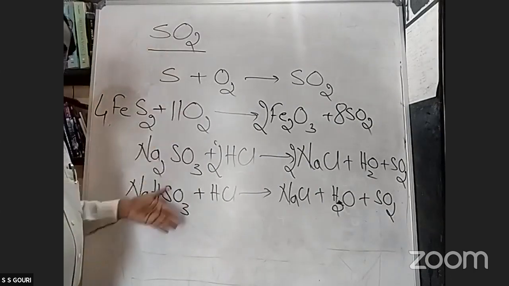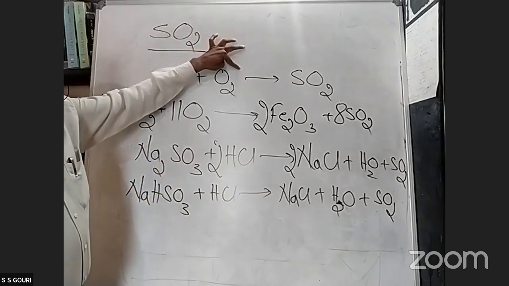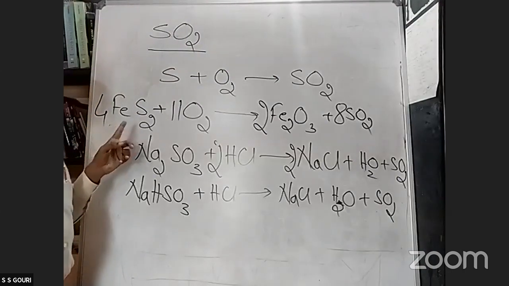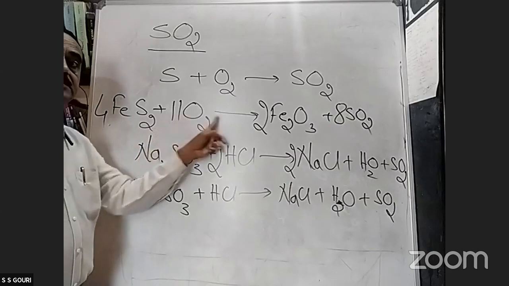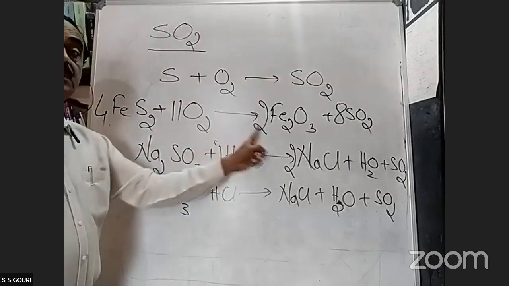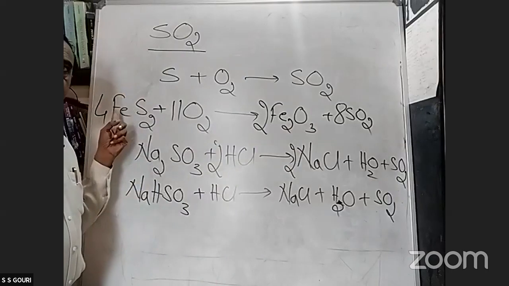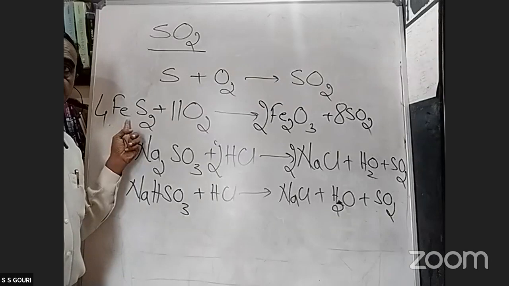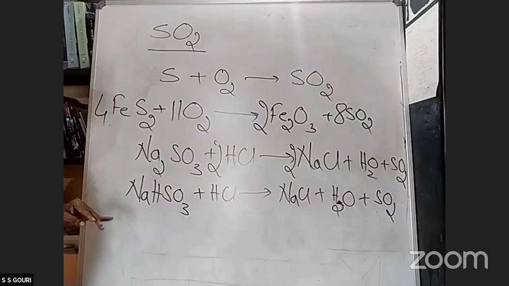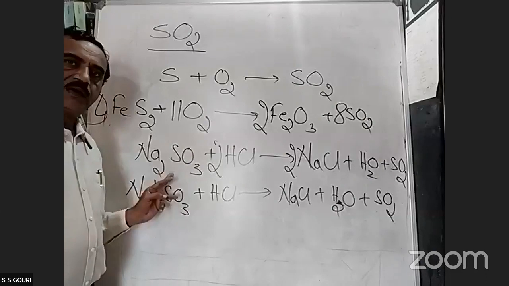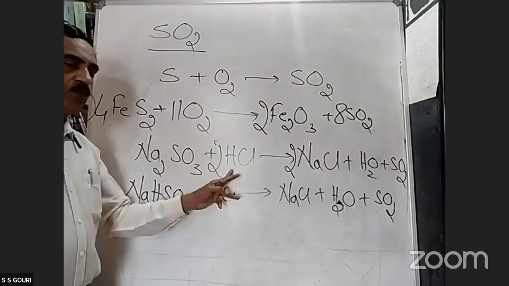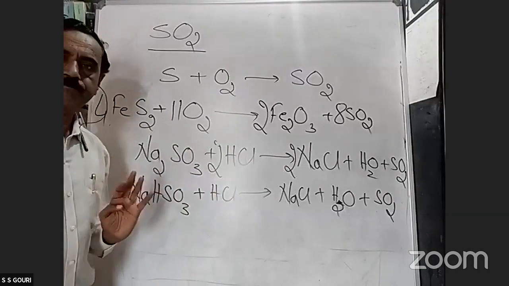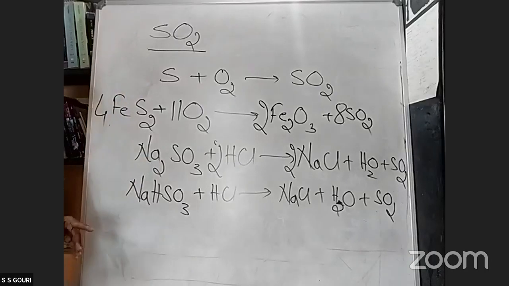SO2 can be prepared by burning sulfur in air. On a large, industrial scale, it is prepared by burning iron pyrites in air. We call it roasting of iron pyrite. It can be prepared in the laboratory by the action of hydrochloric acid on sodium sulfite and bisulfite. Okay, write the equations.